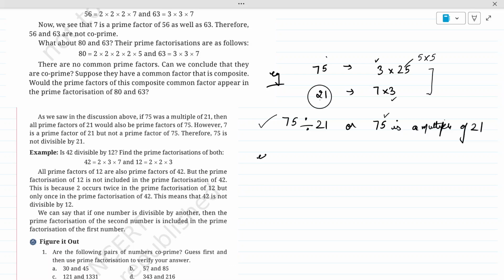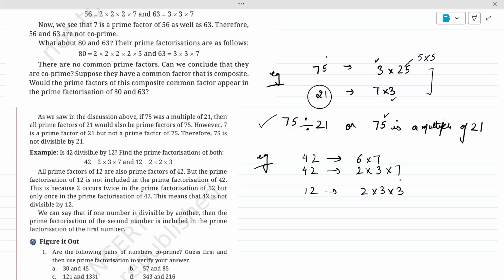Okay, so here we have another example. Is 42 divisible by 12? What we'll do here, we will write down the factors of 42, and they are 6 and 7, which we can further divide into 2 into 3 into 7. So these are the prime factors of 42. And the next number which is given to us is 12. For 12 we have 6 into 2, that is 2 into 3 into 3.